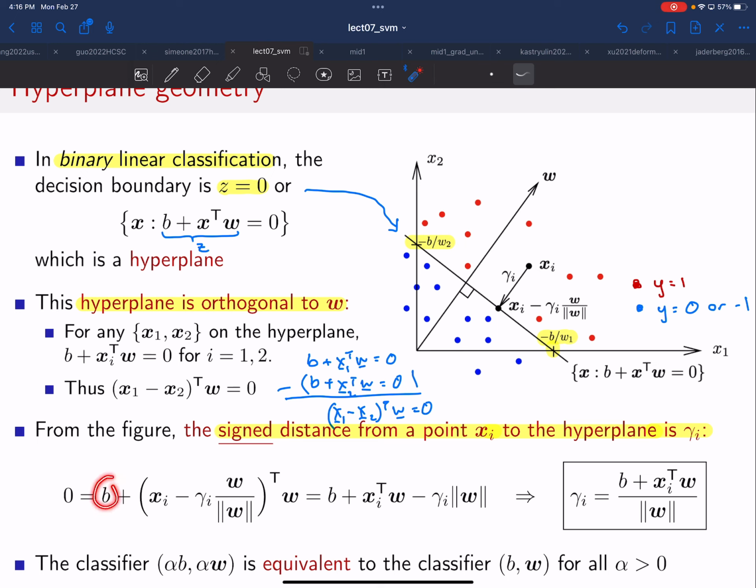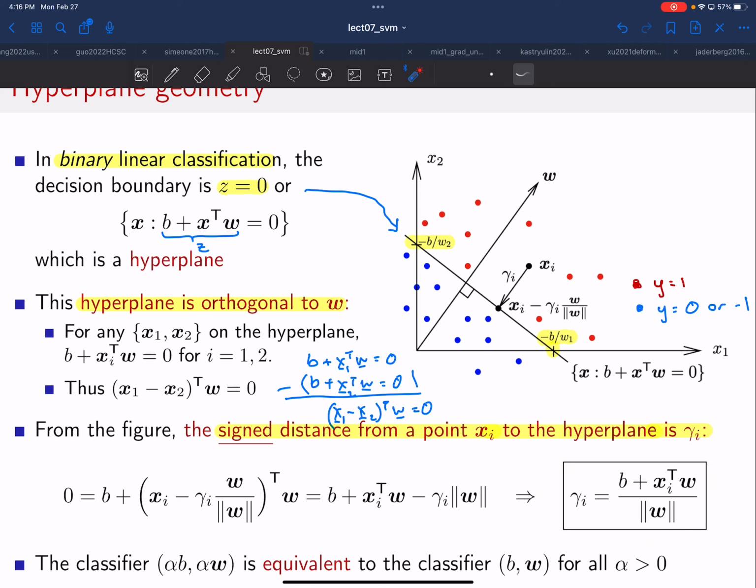So we can see that this is b plus xi transpose w. So here's the xi transpose w. And then this last term, we have w transpose w. How can we express that using a norm? Norm squared, right? So that's the norm squared divided by the norm, which gives me just the norm itself without the square, times minus gamma i. Okay, so we know 0 equals this. So if I want to figure out what gamma i is, I can just rearrange this. I can bring this gamma i term to the other side, divide by the norm of w, and this is the distance.